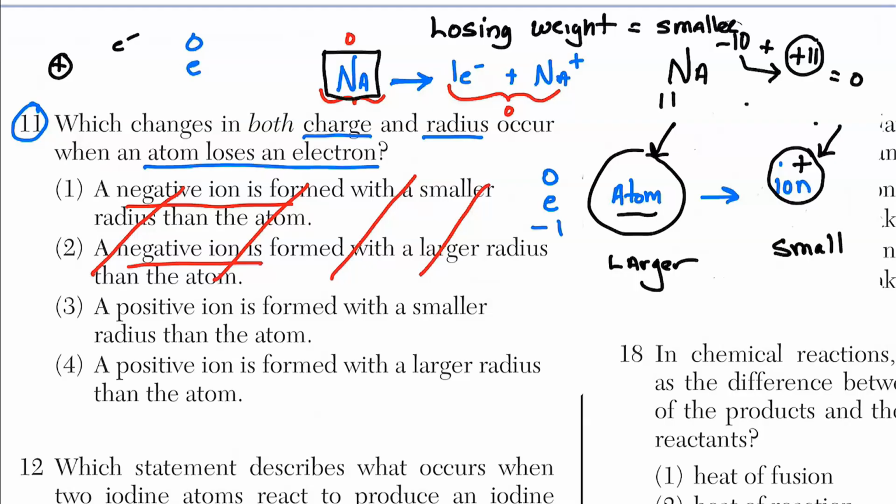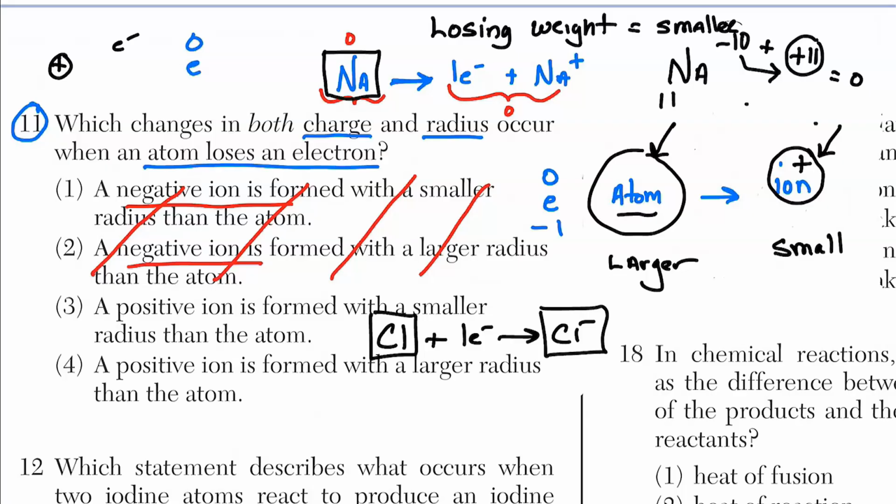By the way, if you gain electrons, let's look at chlorine, and it gains an electron, that'd be 1e negative, so we call it reduction. So if you go from a 0 to a negative, because you're gaining negatives, we get bigger because you're gaining electrons, or you're gaining weight. So think about electrons gained and lost like weight. You lose electrons, you lose weight, you get smaller. You gain electrons, you gain weight, you get bigger.